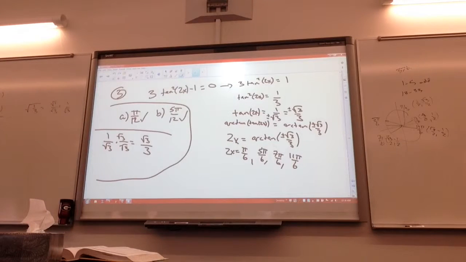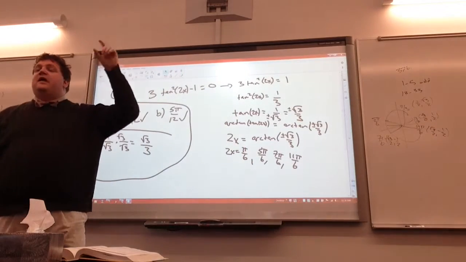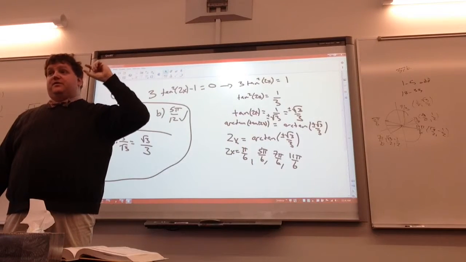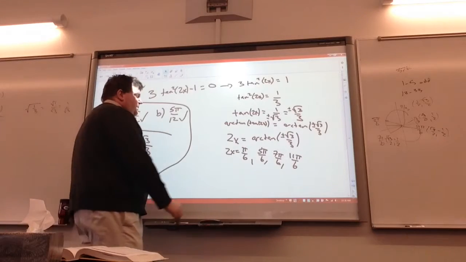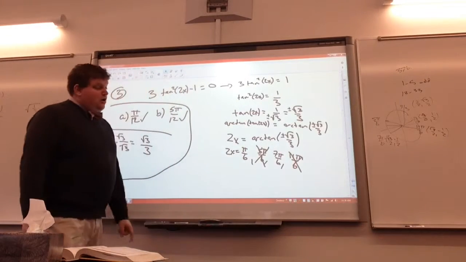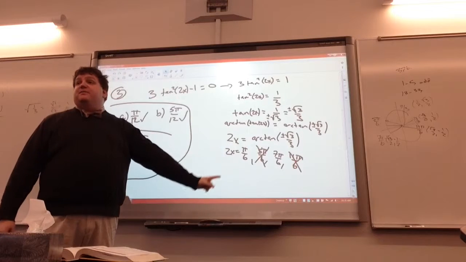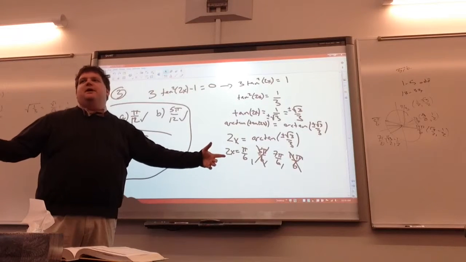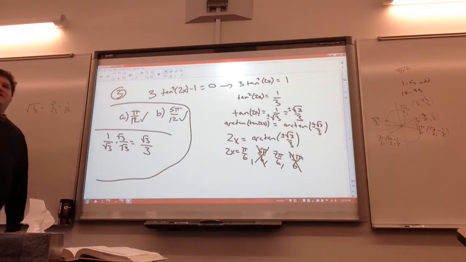Why do we have 4 outcomes instead of 2? Because again, my arctangent answer is plus or minus root 3 over 3. If it was just plus root 3 over 3, only pi over 6 and 7 pi over 6 would be my answers. Pi over 6 because that's where both x and y are positive. 7 pi over 6 because that's where they're both negative. 2 negatives make a what? Positive.